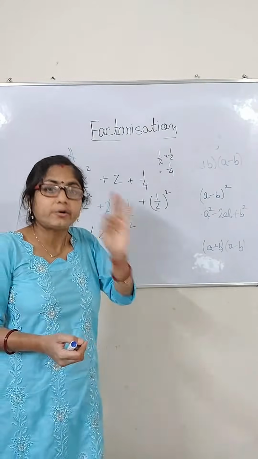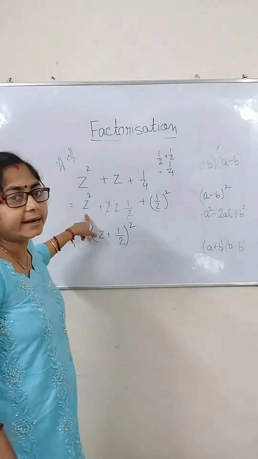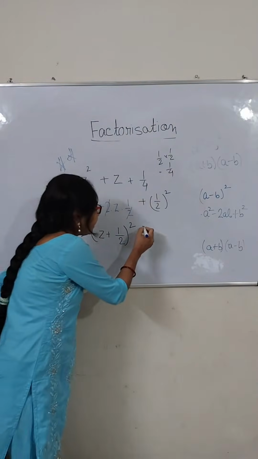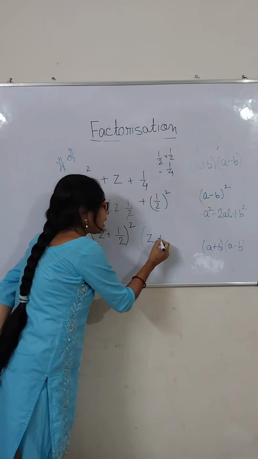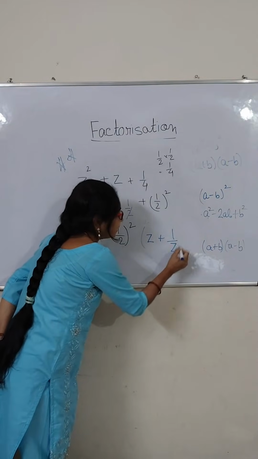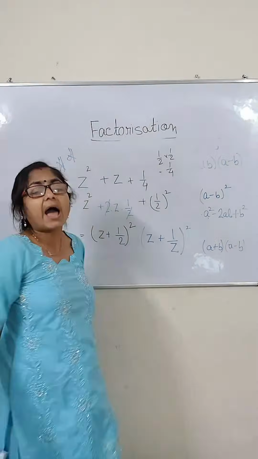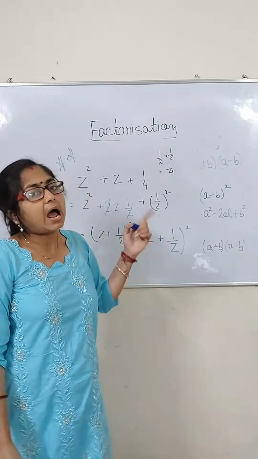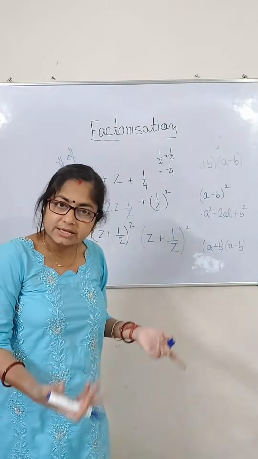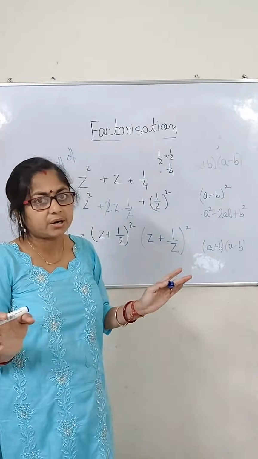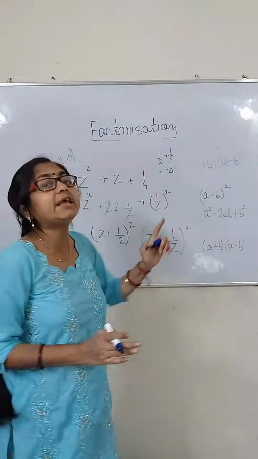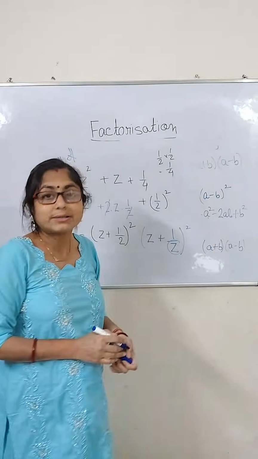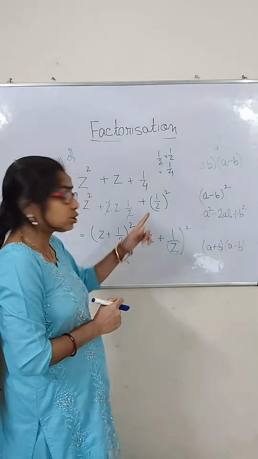Where do students generally go wrong? Here look, there is z and there is 2. Most of the time what happens? They write z plus 1 by z whole square. Now, as a student, please tell me: z and 1 by z and z plus 1 by 2, are both the same? No, they are not the same. So please be careful about this one. This is not z. This is 2. This is one mistake.